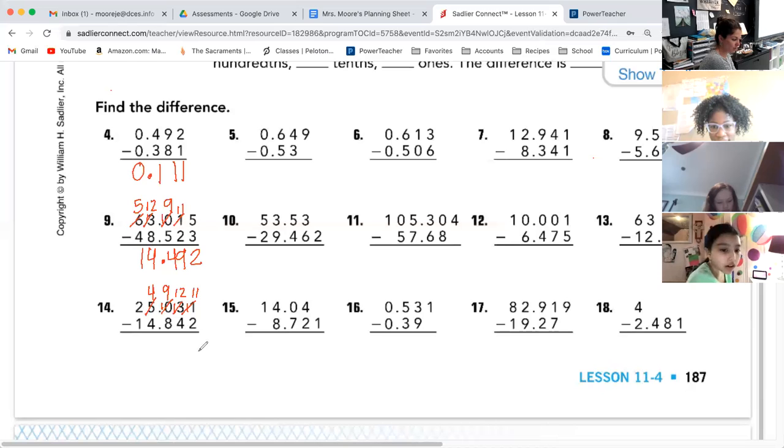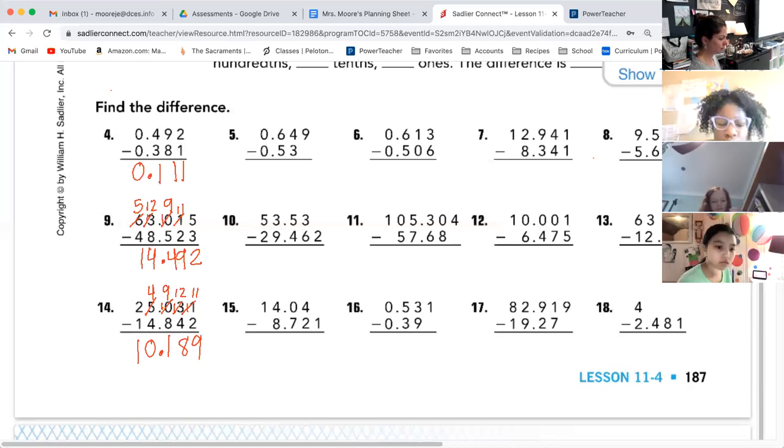Now we can perform the subtraction. 11 minus 2, 9. 12 minus 4, 8. 9 minus 1, 8. 0, 1. So let's say it like a mathematician. 10 and 189,000. Okay. So tell me why the next column, numbers 5, 10, and 15, are a little bit more difficult.